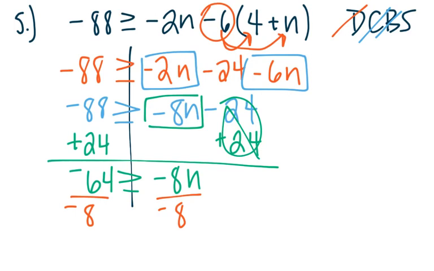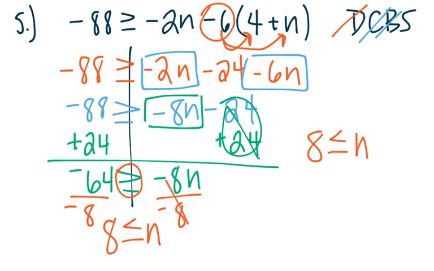We're dividing by a negative, so we have to take that sign and flip it around. Negative 64 divided by negative 8 is a positive 8. Here's where things can get a little tricky. If you looked at the answer choices, A was the only one that had 8, but if we're looking at 8 is less than or equal to n, and our answer choice puts n on the left side and 8 on the right side, they also are going to switch the sign.